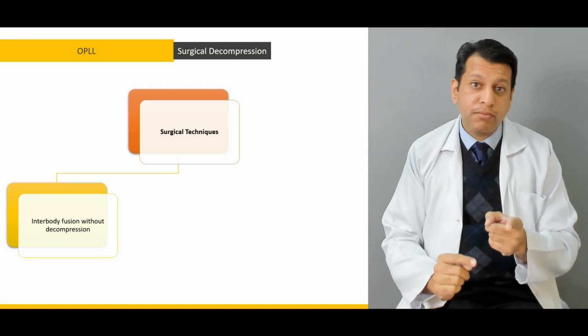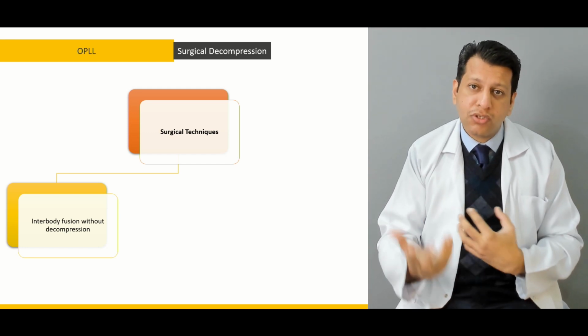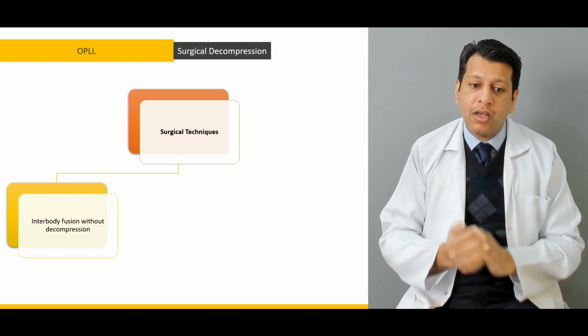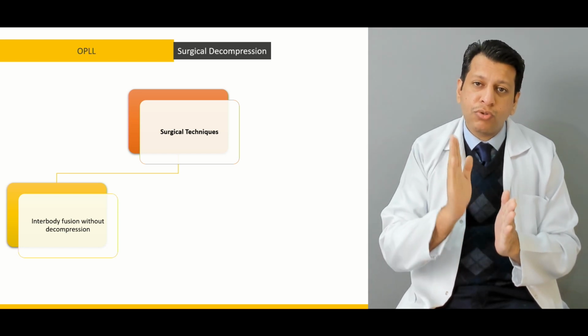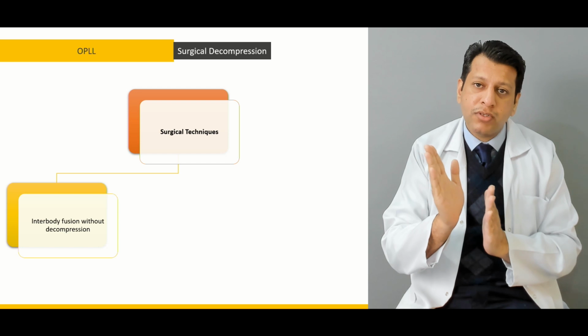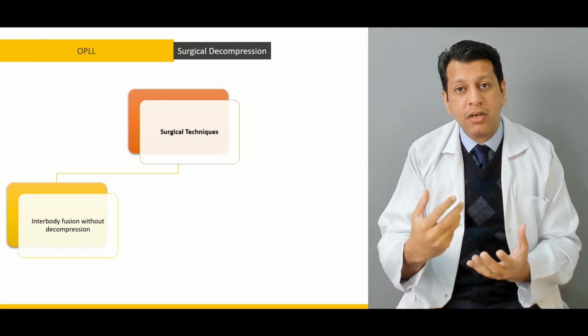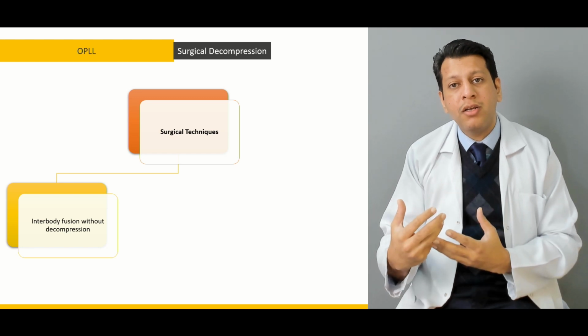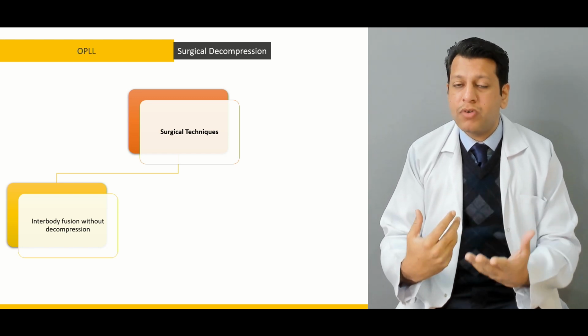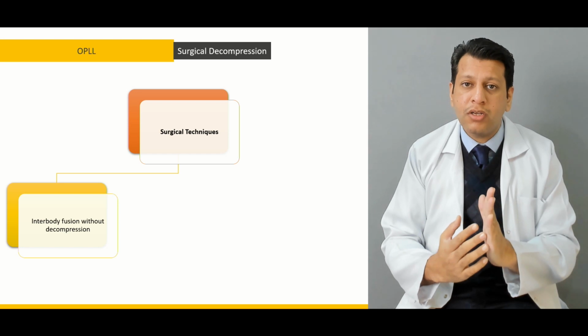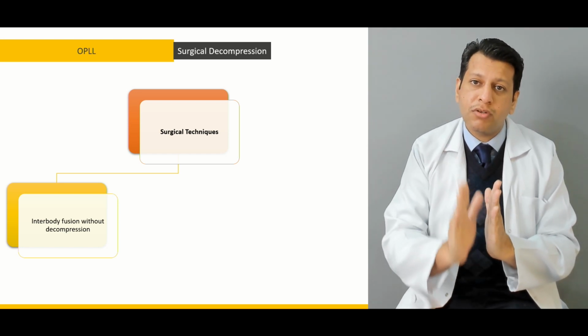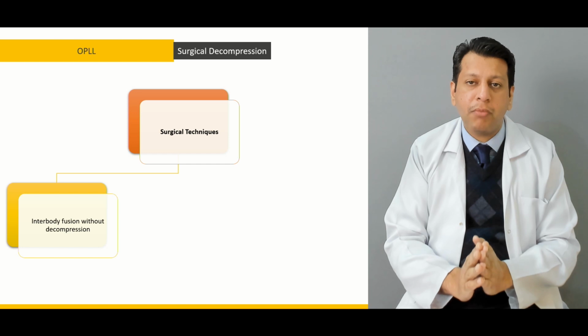In these kinds of patients, in which there is dynamic cervical myelopathy, you can go for the fusion so that the motion is reduced, and therefore you don't need to decompress and remove the OPLL. Without even removing it and without decompressing the spinal cord, you are reducing the motion, which is causing the dynamic cervical myelopathy.